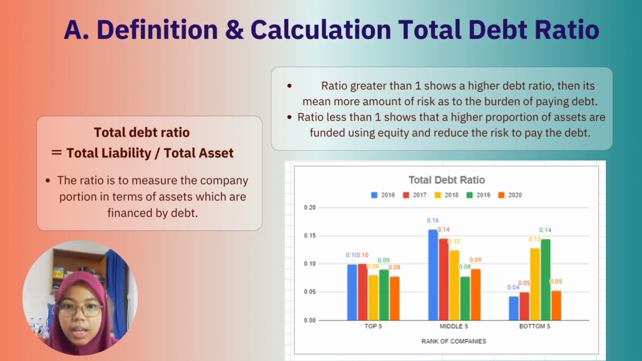From this, we can see that actually during COVID-19, the total debt ratio is not very high. Also, it's not very high before COVID-19. So it means the healthcare sector gained profit at that time.